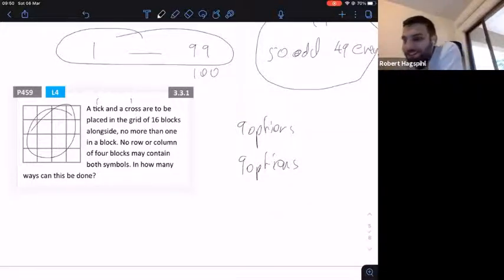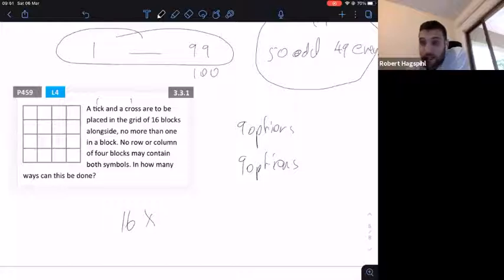Yeah. Okay, cool. So there's 16 total places where I can put a tick. I can put a tick in each one of these blocks, right? And wherever I place the tick, I'm going to have 9 options to place a cross. And so for every one of those 16 options, there's going to be 9 options. And 16 times 9 is indeed 144. Okay, cool. You added them. Okay, cool. All right, cool.